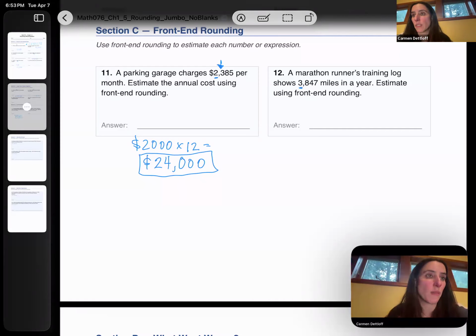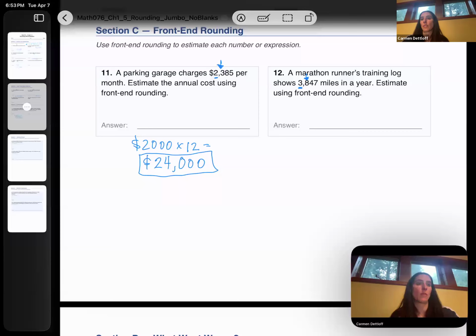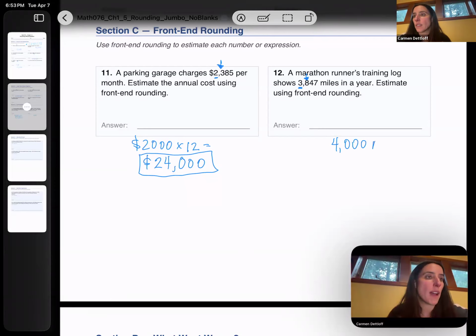So I'm going to look at thousands, and I'm going to look at the digit before that, 8. So I'm looking at my hundreds and determine if I'm rounding up or down. 8 is on the upper half of the number line, so I'm going to round my thousands up to 4,000. And it's a word problem, so I'm going to make sure I include units. And my units for this one are miles.